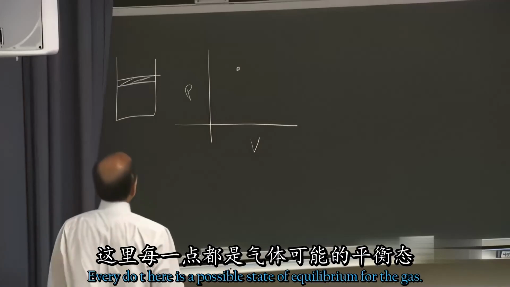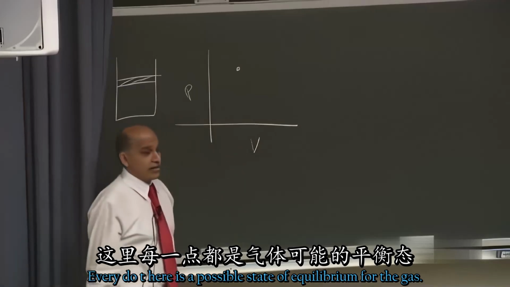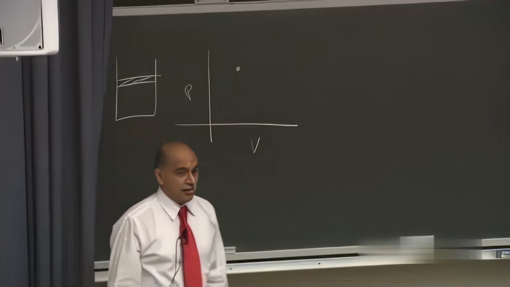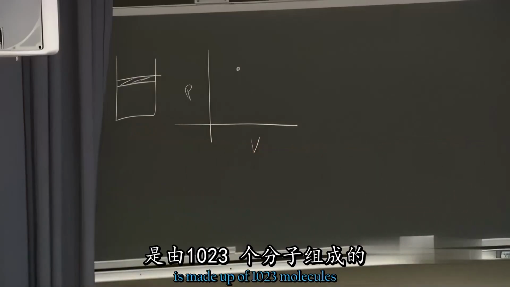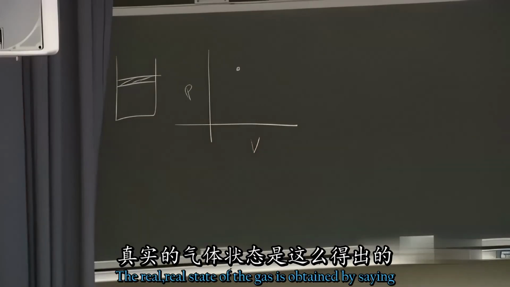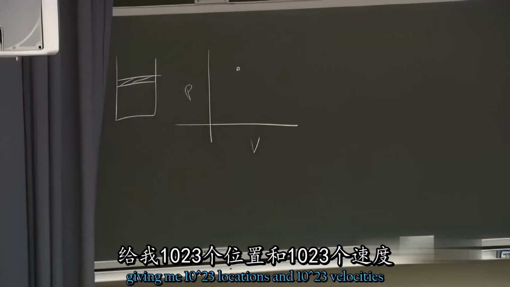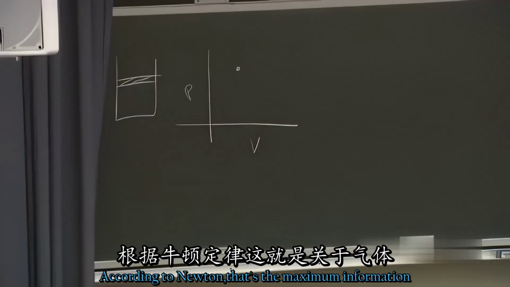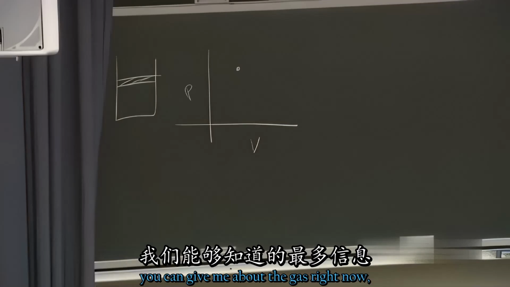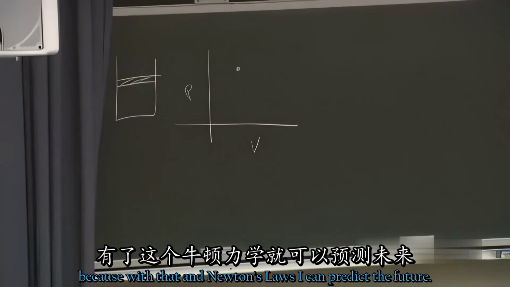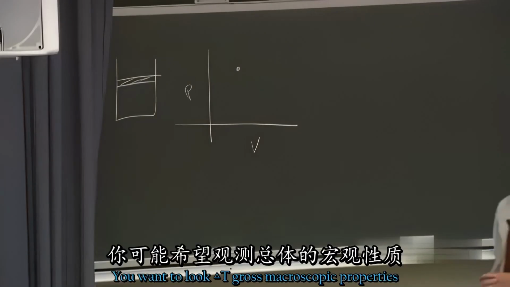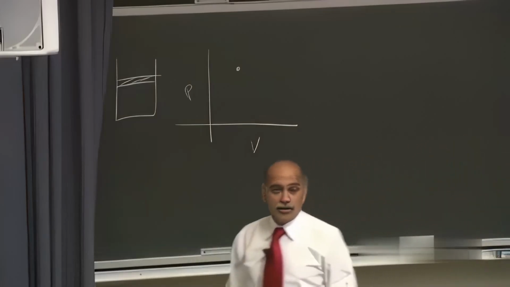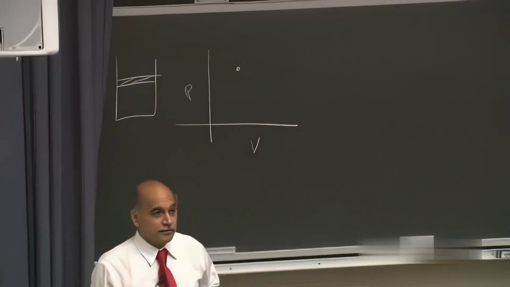Every dot here is a possible state of equilibrium for the gas. Remember, the gas, if you look under the hood, is made up of 10 to the 23 molecules. The real state of the gas is obtained by giving me 10 to the 23 locations and 10 to the 23 velocities. According to Newton, that's the maximum information you can give me about the gas right now. Because with that and Newton's laws, I can predict the future. But when you study thermodynamics, you don't really want to look into the details. You want to look at gross macroscopic properties, and there are two that you need, pressure and volume.